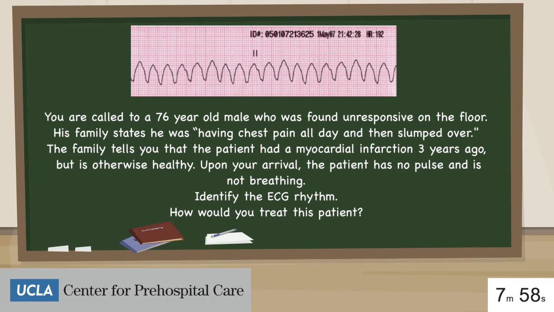So to begin, BSI, scene safety for all my patients. I'm going to read scenario number 1. You are called to a 76-year-old male who was found unresponsive on the floor. His family states he was having chest pain all day and then slumped over. The family tells you the patient had a myocardial infarction 3 years ago but is otherwise healthy. Upon your arrival, the patient has no pulse and is not breathing.